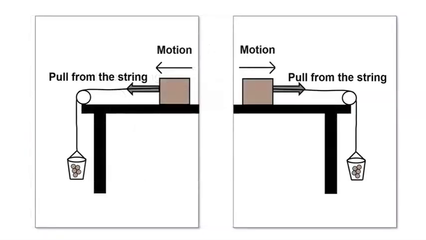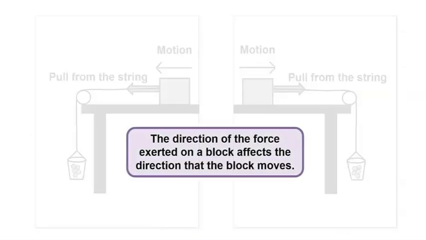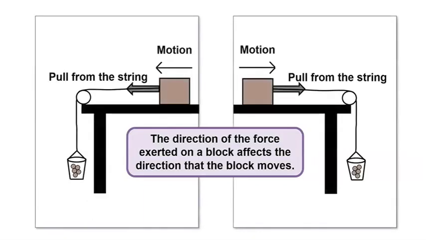Let's look at both models side by side. What do you notice? Do you notice that the force arrows and the motion arrows point in the same direction on each force model? The direction of the force exerted on a block affects the direction that the block moves. So we know the force exerted by the pennies affects the direction of motion.